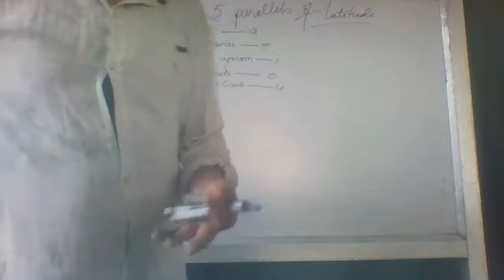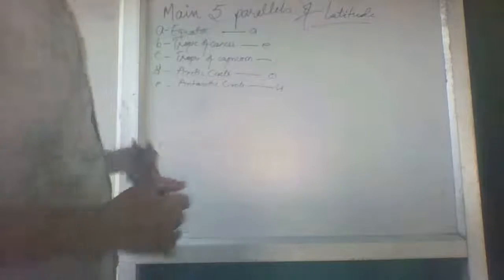Equator, the 0° latitude, divides the earth into 2 equal halves. This is the only great circle, and all others are smaller circles. It means this is making earth into 2 equal parts. So this is called the great circle.